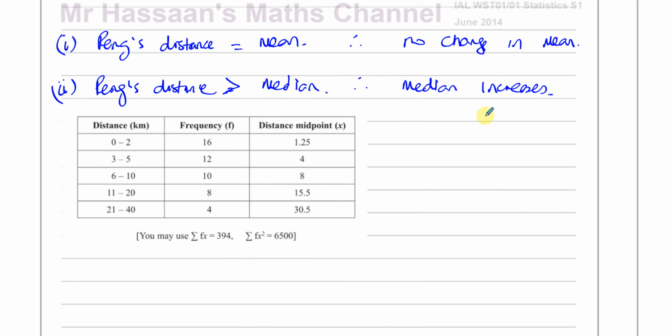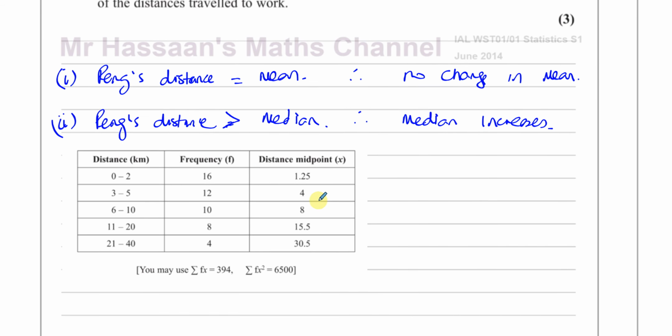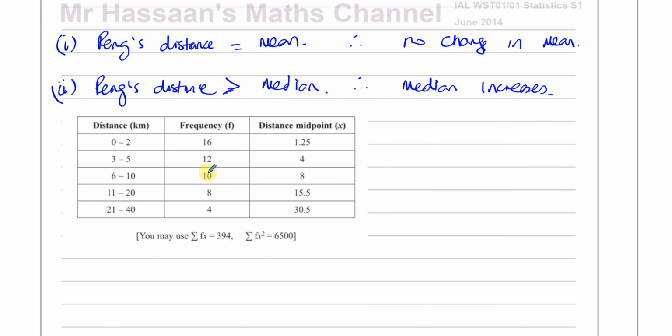Okay, now let's look at it in terms of the frequency table. So her distance was 7.88. Now 7.88 will be over here. So now instead of 50 entries, there's 51 entries now. And her entry goes in here, so there's now 11 entries over there. Okay, 7.88 would be somewhere in there. So there'll be one more entry in this group here. So let's see what happens.